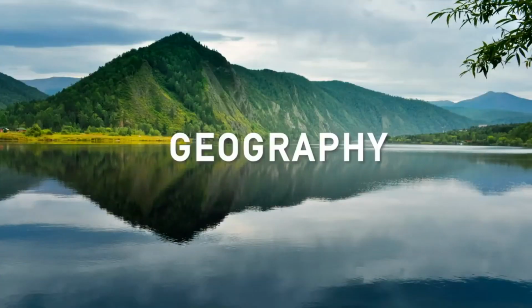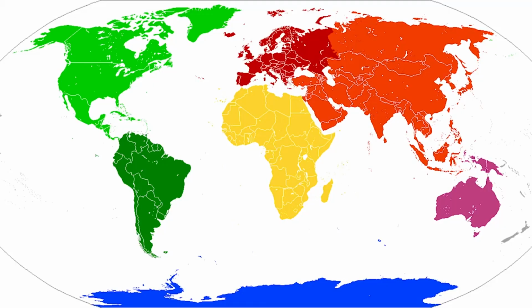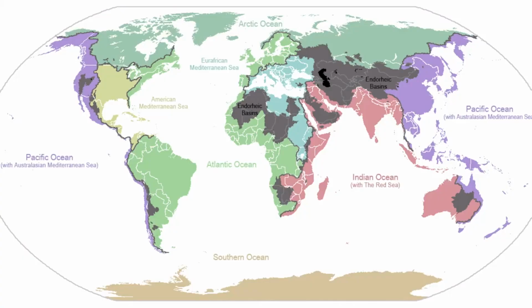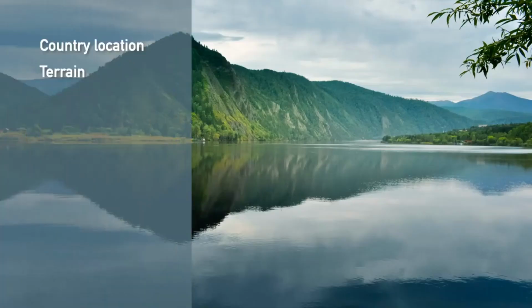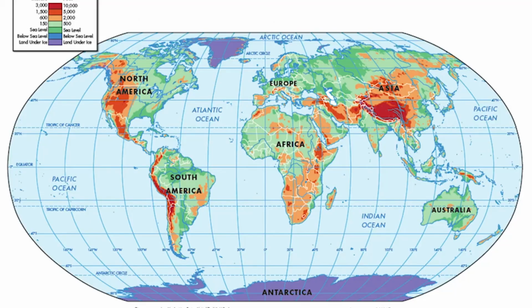And then the final aspect that I looked at was geography, where the country is on the map, what continent it's on, what tectonic plate the country is on, what hydrologic region it's in. Does its water flow to the Atlantic or the Pacific? Then I also looked at terrain. Is the country generally flat or very mountainous? Is it high elevation or low elevation?